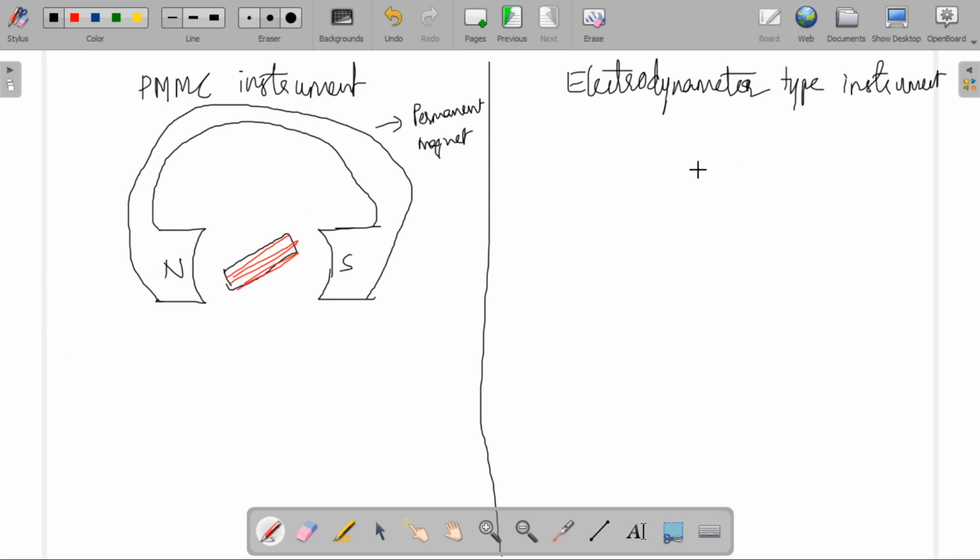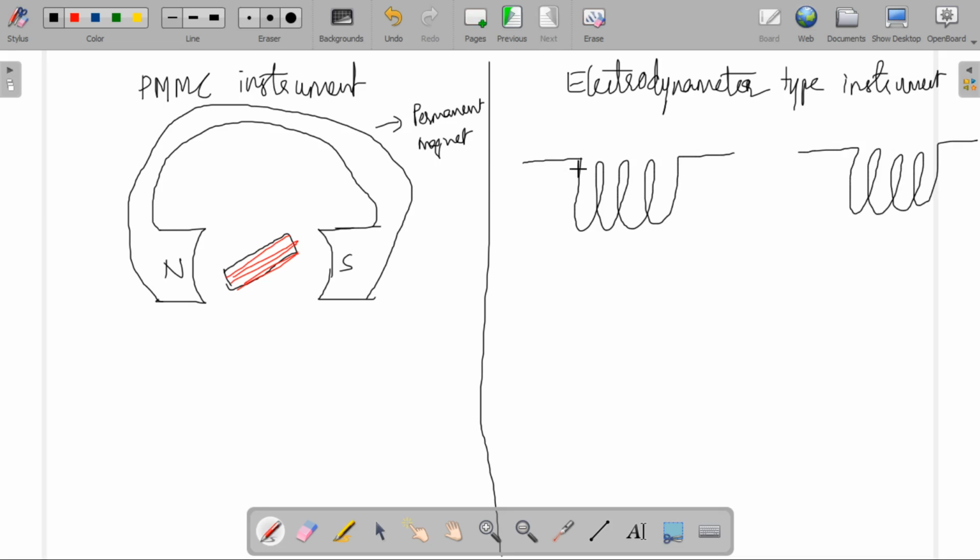Coming to the electrodynamometer type instrument, this also works on the same principle, that is the motoring principle. Coming to the construction details, instead of using a permanent magnet, here we use an electromagnet. Let I be the current flowing through this coil. Let me pass the same amount of current to this coil also. These two coils are fixed coils. These two coils cannot move.